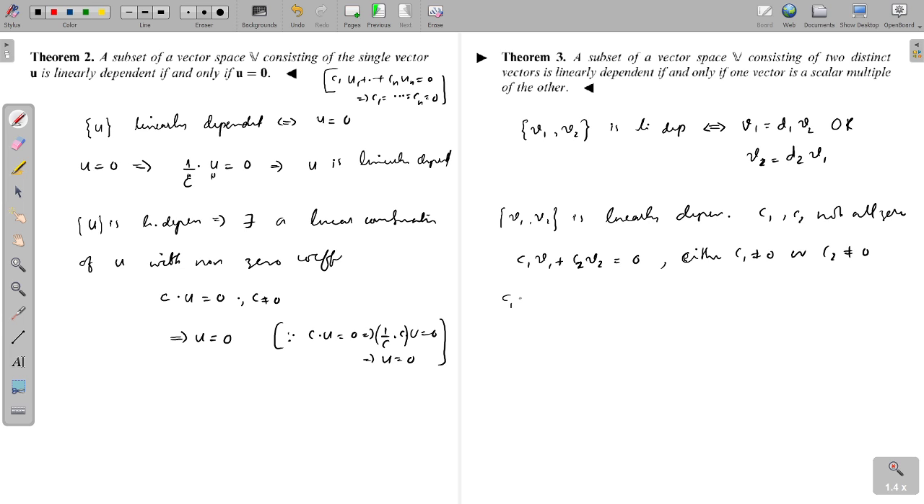If c1 is not equal to 0, we have v1 can be written as minus c2 by c1 times v2, say d1 times v2. You can transpose this to the right side and divide throughout by c1. Since c1 is not equal to 0, then 1 by c1 exists, so you can multiply the expression by 1 by c1, then you will get this one. That means v1 is a scalar multiple of v2.